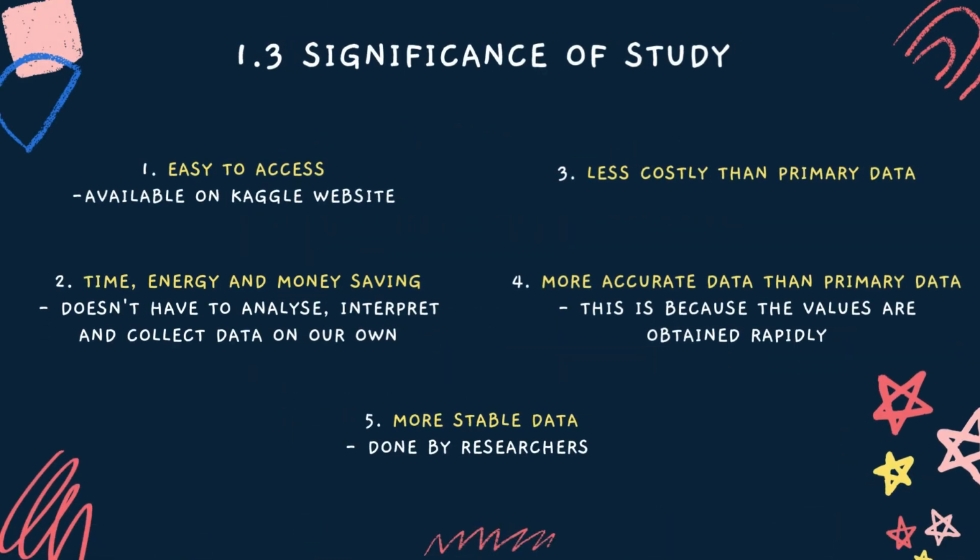Now let's talk about the significance of study. The data that we use for this study is a secondary data. So, secondary data is easy to access because first, it is available on Kaggle website. Next, it is much more time, energy, and money saving because we don't have to analyze, interpret, and collect the data on our own. The third one is it is less costly than primary data.